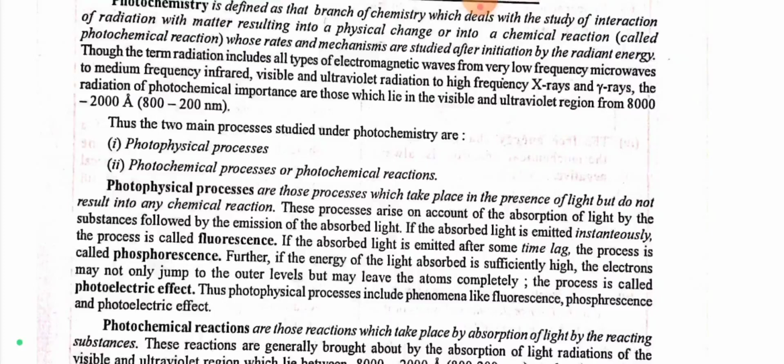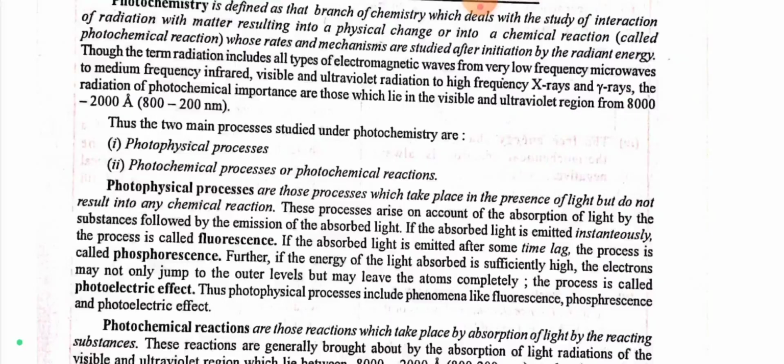any chemical reaction. These processes arise on account of the absorption of light by the substances followed by the emission of the absorbed light. If the absorbed light is emitted instantaneously, the process is called fluorescence. If the absorbed light is emitted after some time lag, the process is called phosphorescence.